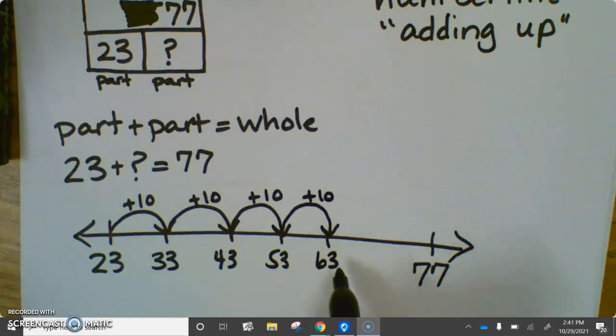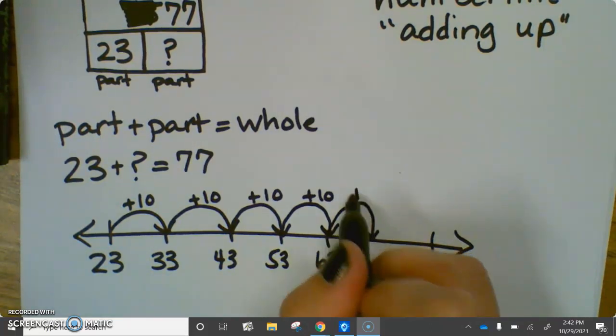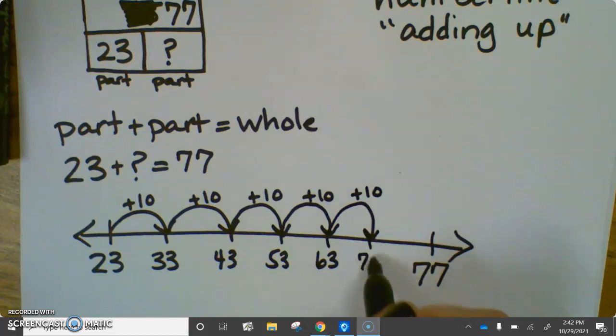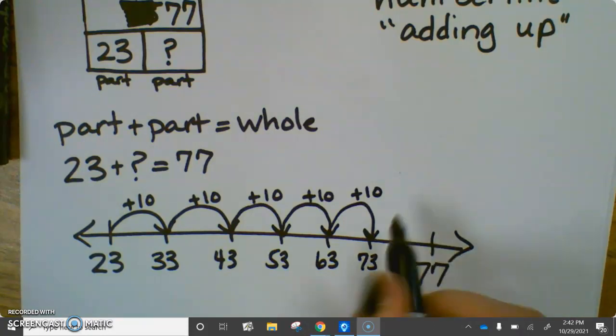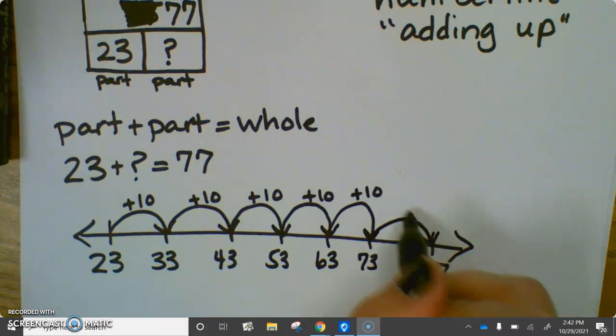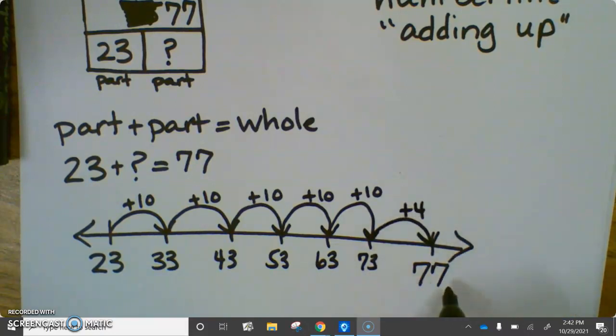And we want to ask ourselves, can we add 10 more, or will it put us over? So yes, we can add 10 more. 63 plus 10 is 73. Can we add 10 more? Nope, because that would put us at 83. So now we're going to jump to ones. 73 plus how many ones is 77? 73 plus 4 is 77.